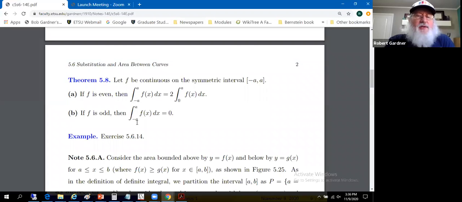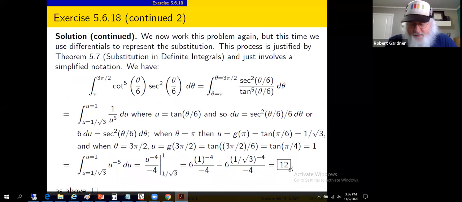If f is odd, then the integral from negative a to a of f of x dx is 0. That's because whatever it does for the positive x values, it does the negative of that for the negative x values. That's what the definition of an odd function is. The integrals from negative a to 0 and from 0 to a, in this case, cancel out. In the even case, they double. In the odd case, they cancel out. It's based on the symmetries. Let's look at the proof.